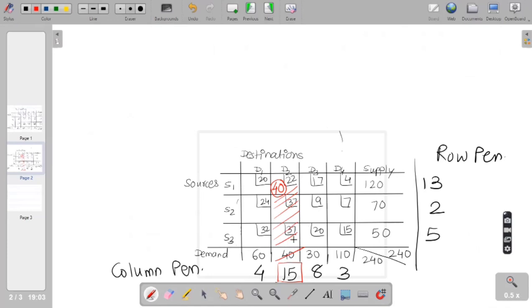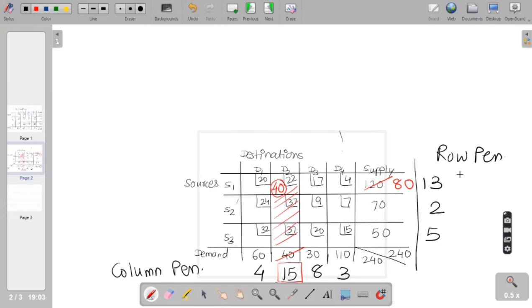So I am just cancelling it out, so that in future, in the next steps, we will not consider this destination again. So there are no more units required at destination 2. But at source 1, after allotting 40 units, we are left with 80 units. Okay. Now, for the remaining transportation table, we will again calculate the penalties. Okay. So let us calculate the penalties again.